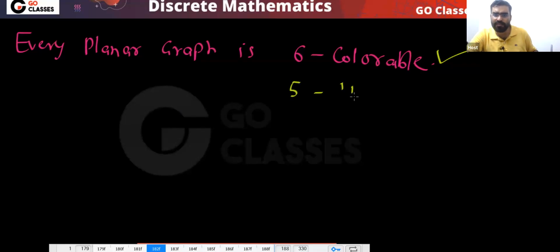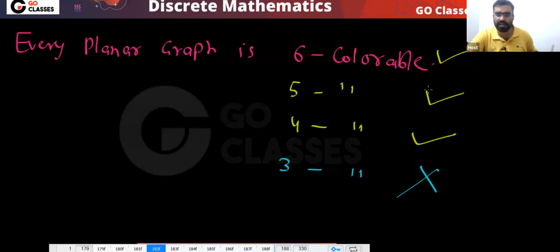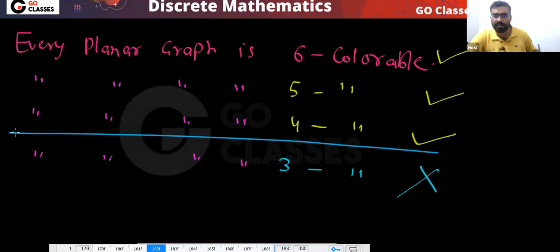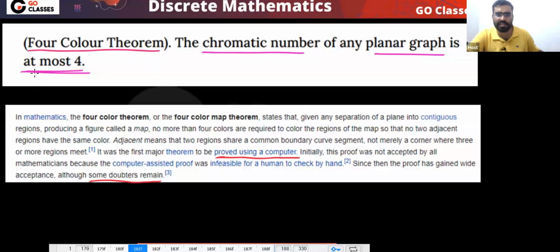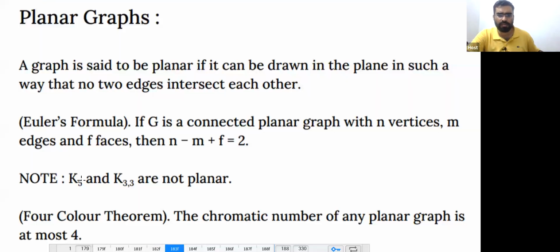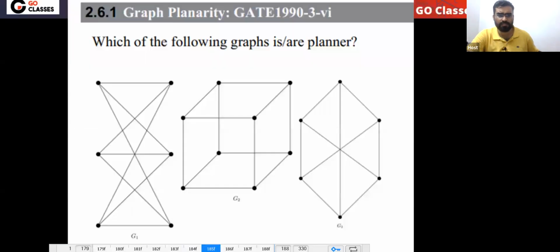Every planar graph is 5 colorable. That is also correct. 4 colorable, that is also correct. 3 colorable, that is not correct. So every planar graph is 5 colorable, yes. Every planar graph is 4 colorable, yes. Every planar graph is 3 colorable, that is no. So basically, the idea is that the chromatic number is less than or equal to 4. The chromatic number of any planar graph is at most 4.